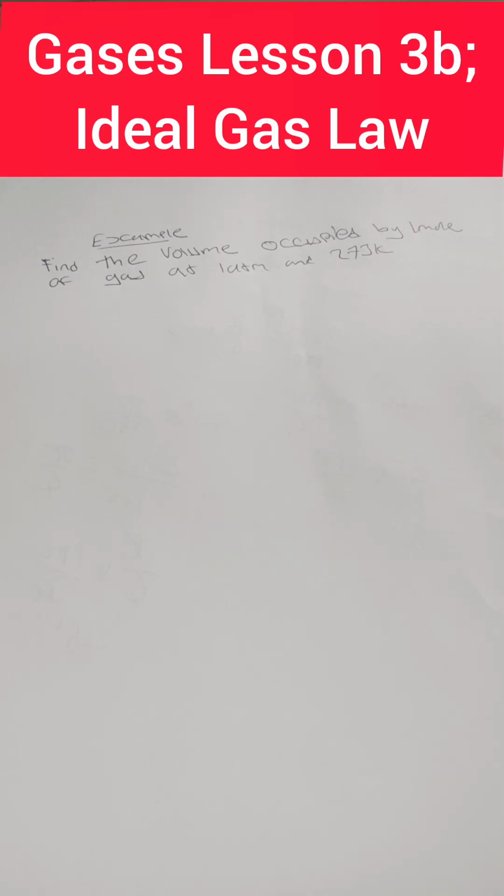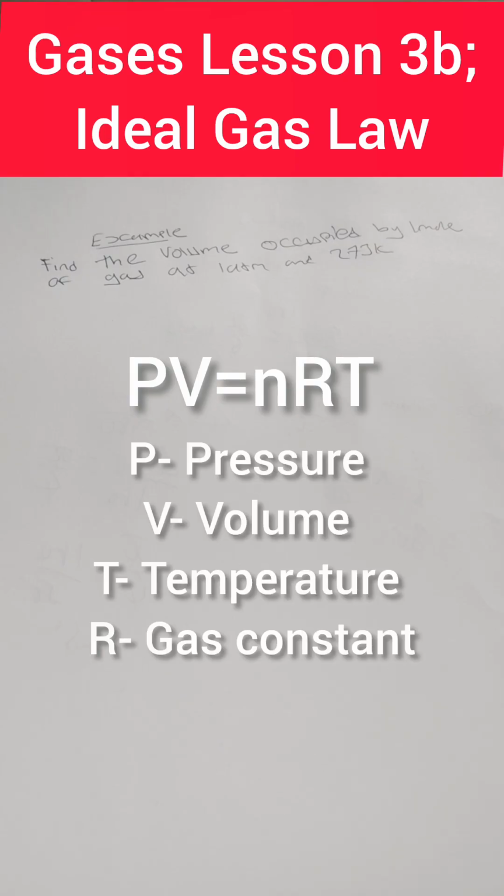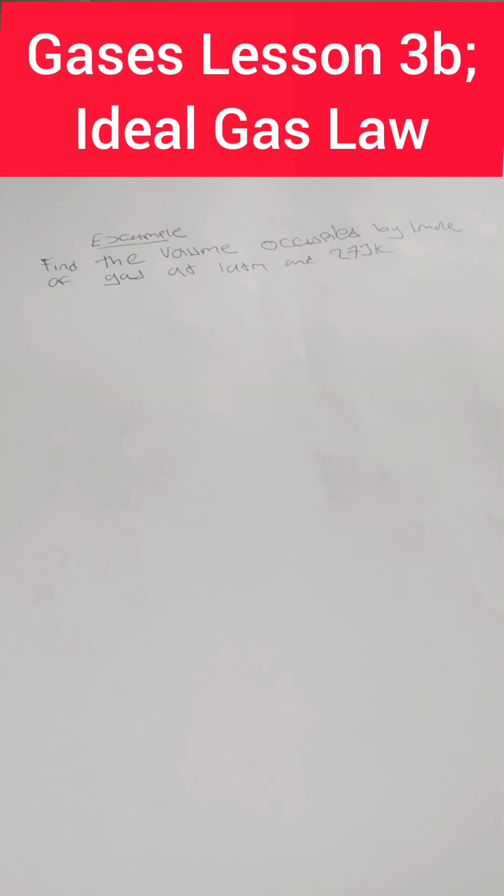What are these gas variables? Pressure, volume, temperature, and the number of moles. So let's go ahead and write the ideal gas law formula. That's PV is equal to nRT, where P is pressure, V is volume, n is the number of moles, R is the gas constant, and T is temperature. So that's the ideal gas law equation.